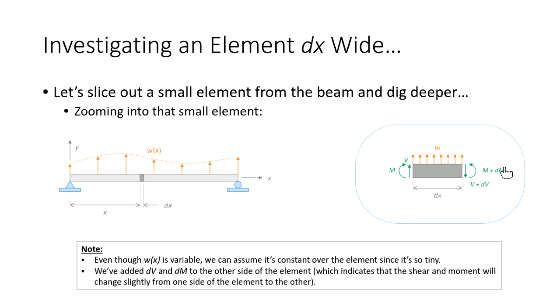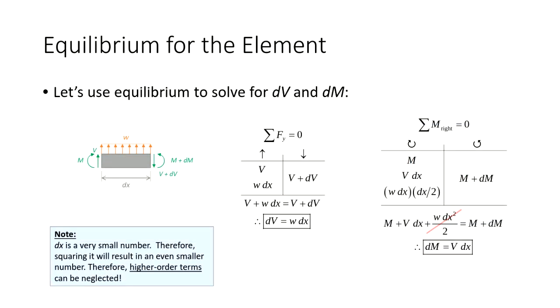The idea is that on one side of the element we have a shear, and on the other side we have a shear plus some small change, or on one end we have a moment, and on the other end we have a moment plus some change. The shear and moment will change from one side to the other. Now that we've got this element, it's just a free body diagram. And if you have a free body diagram, you can use the equations of equilibrium to solve for those unknown components. So let's sum forces in the y direction. Everything going up equals everything going down.